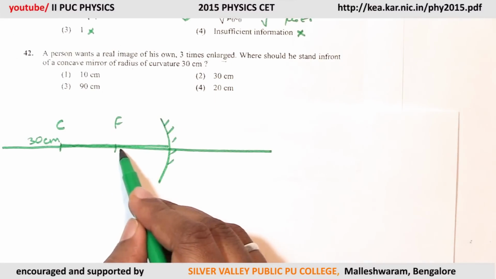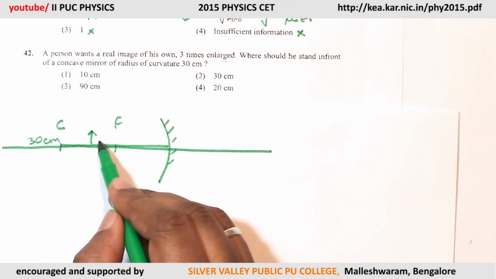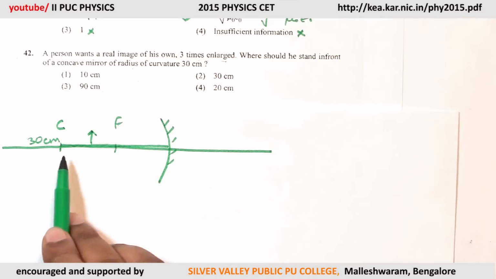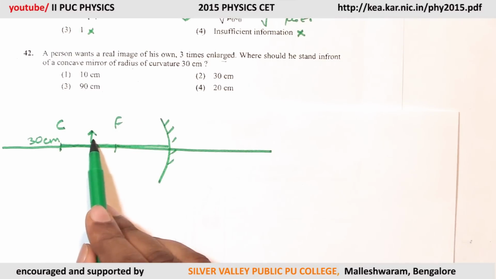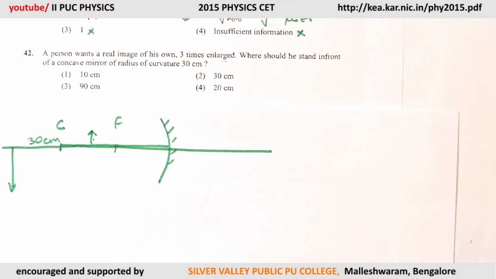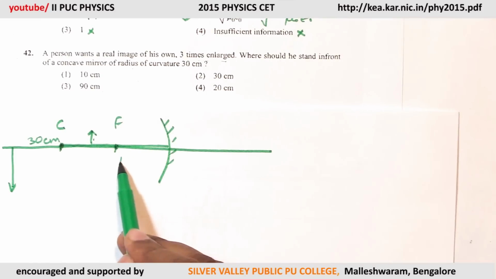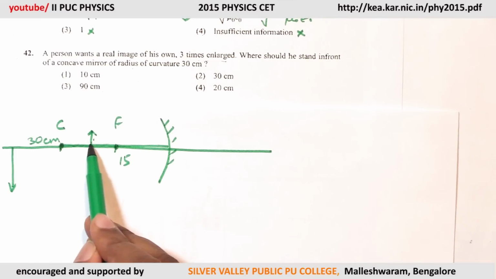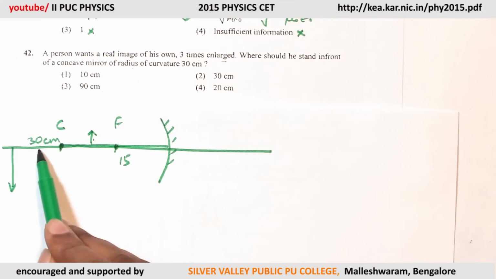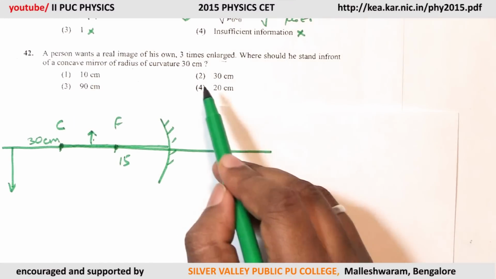to get a magnified real image, the object should be between F and C. This concept you know. If the object is between F and C, we get a magnified real image, somewhere here, a bigger image. Between these two means if this is 30, this should be 15. So the object distance should be between 15 and 30. Find out the values between 15 and 30. It is 20.